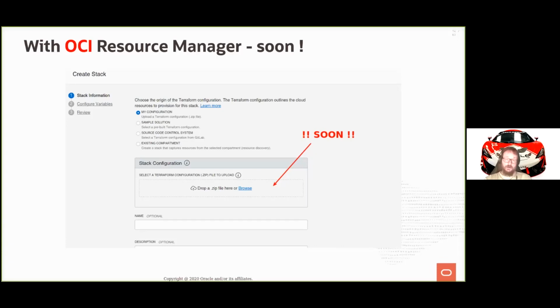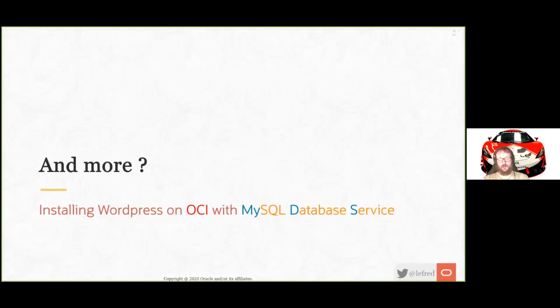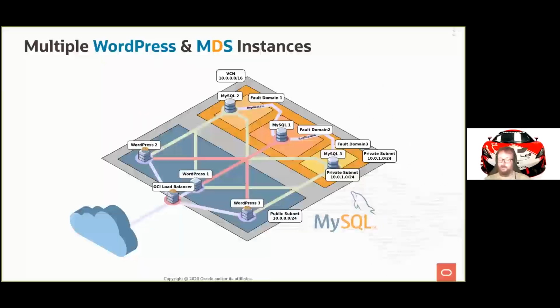But if you want more with WordPress and MDS, what can you do? So you can also use some architecture like this one. So here you can see that we have the internet, and we have an OCI load balancer, because this is available, this public load balancer in OCI. And you can have multiple WordPress if you need to share the load on different machines. And these machines can be on different availability domains or fault domains.